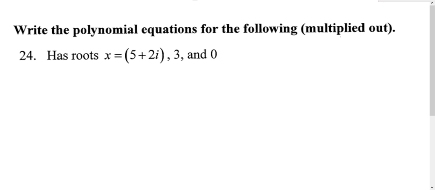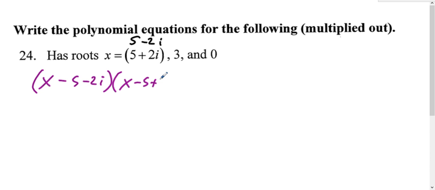Here's another similar question. It's just slightly different because they give a couple more roots. So we know 5 plus 2i is a root, which means 5 minus 2i is a root. So x minus 5 minus 2i, x minus 5 plus 2i, and then 3 is a root, so that's x minus 3, and 0 is a root, so that's x minus 0, or you could just say regular x.